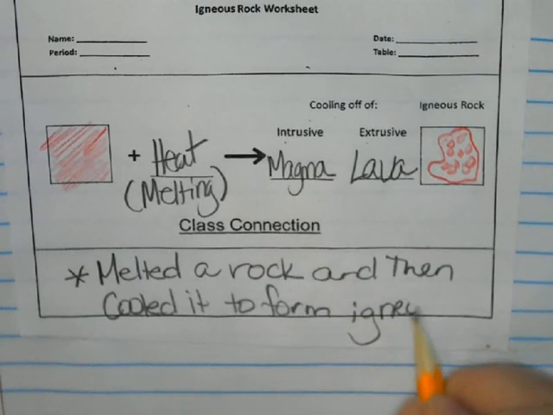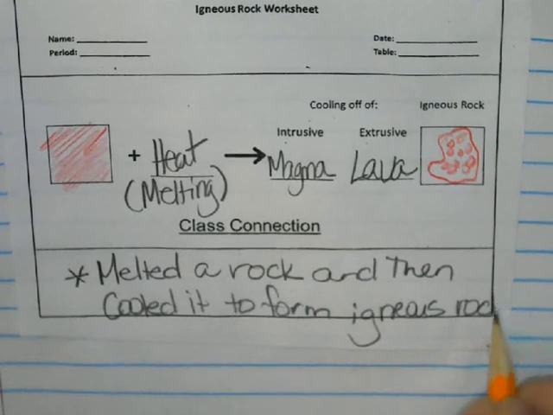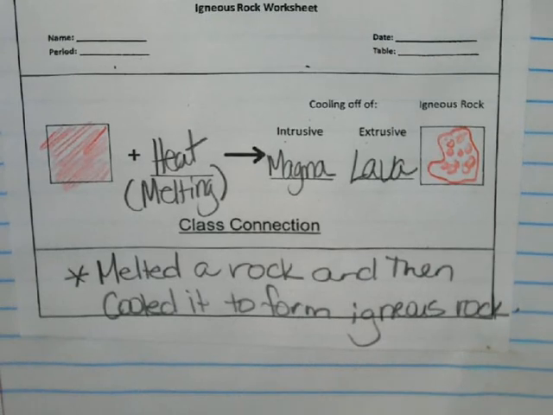And then for your class connection, just make sure you put in there what we did in class to demonstrate how igneous rock is formed. We melted a rock, I put that starburst in that hot pot, and then cooled it to form igneous rock. So we melted a rock and then cooled it to form igneous rock.